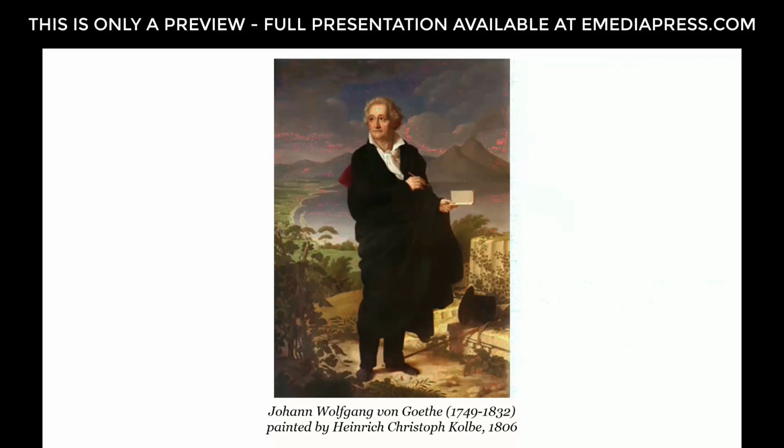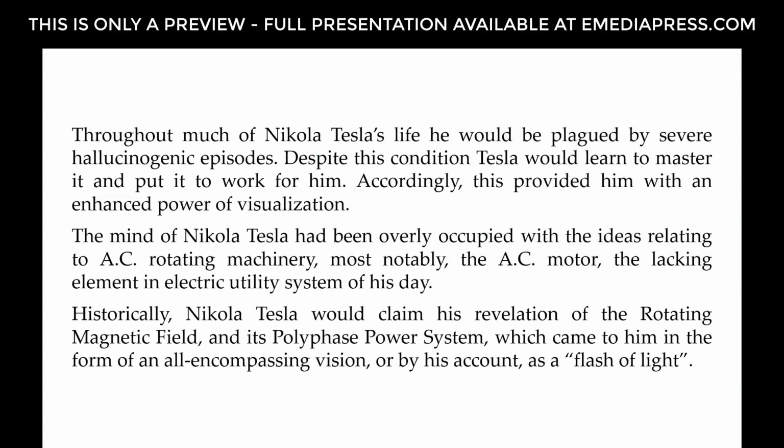There was a very influential philosopher named Goethe. This gives his era here. He was basically in the Mozart era, and he's a not well-known German philosopher today, but in his time he was foremost. Throughout much of Nikola Tesla's life, he would be plagued by severe hallucinogenic episodes. Despite this condition, Tesla would learn to master it and put it to work for him.